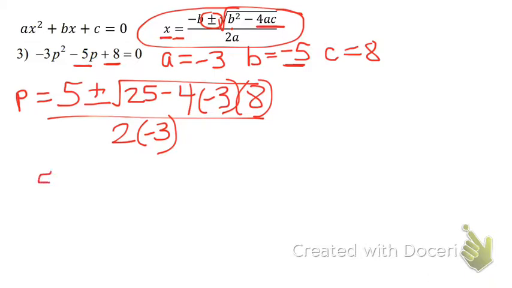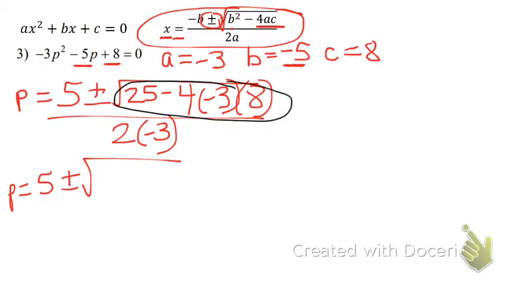All right, now just simplify it. Bring down the 5. This is what P equals. 5 plus or minus the square root of. Put all of this into your calculator in the order that you see it. 25 minus 4 times, and you can use parentheses even, 4 times -3 times 8. And I get all of that to be 121. And on the bottom, 2 times -3 is -6.